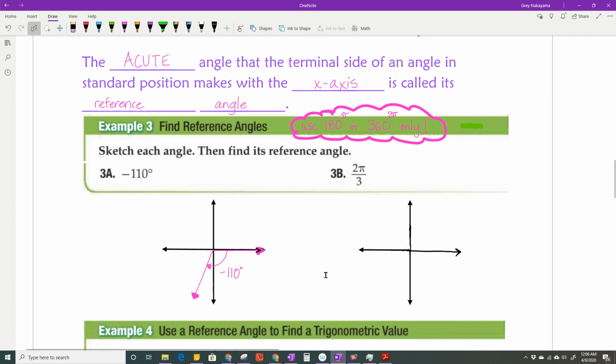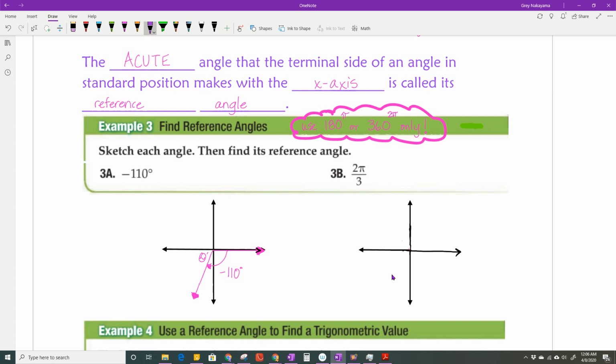Okay, so the reference angle is the acute angle made with the x-axis. Okay, this angle right here, y'all, is not acute. Okay, this angle right here is acute. So this is my reference angle. And as I said, you're going to use 180 or 360. And I'm going to write a little thing on here because I think this will help you.